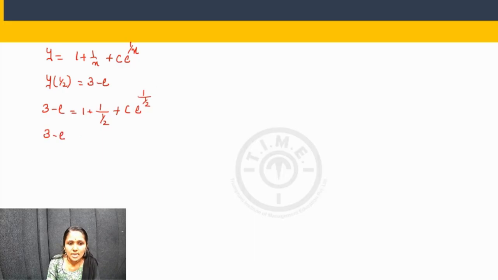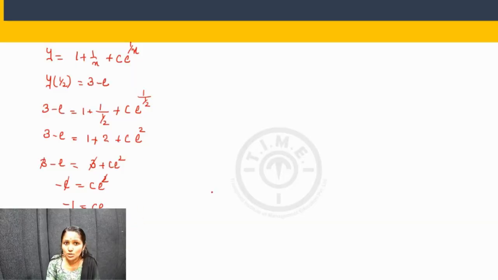That is 3 minus e is equal to 1 plus, this 1 by 1 by 2 becomes 2, plus c into e raised to, again 1 by 1 by 2 is 2, e square. Or you can write 3 minus e is equal to 3 plus c e square. You can cancel this 3 on both sides, so we have minus e is equal to c e square. Again here you can cancel one e. You will get minus 1 is equal to c e, or c is equal to minus 1 by e.